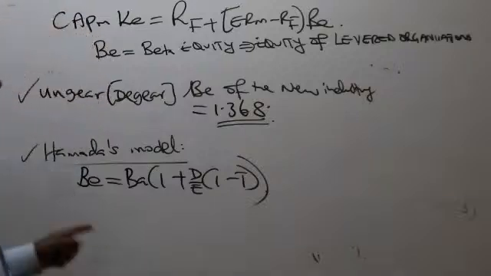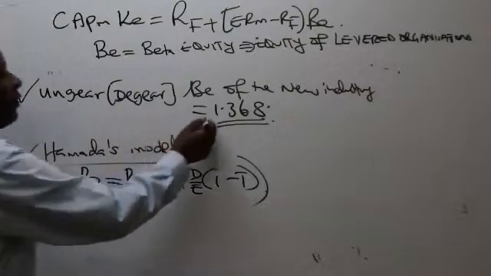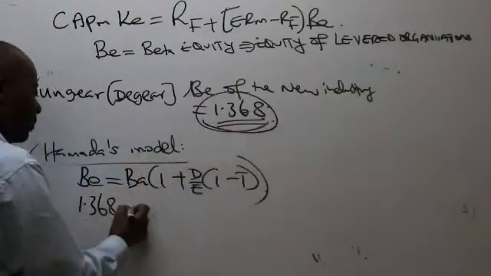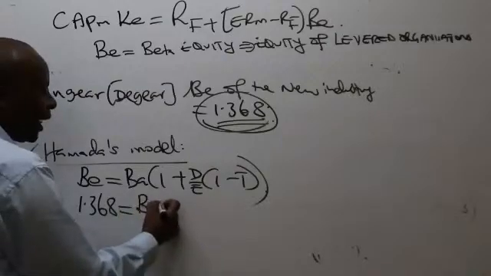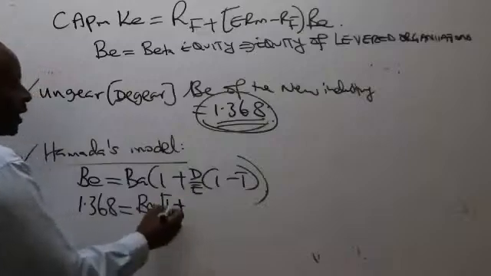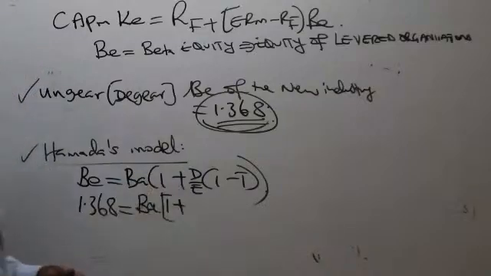So please don't confuse things here: 1.368 is beta equity. We are looking for beta assets of the industry, the ungeared beta, which will be 1 plus the debt to equity ratio for the industry. Is there anybody who is able to see that figure?